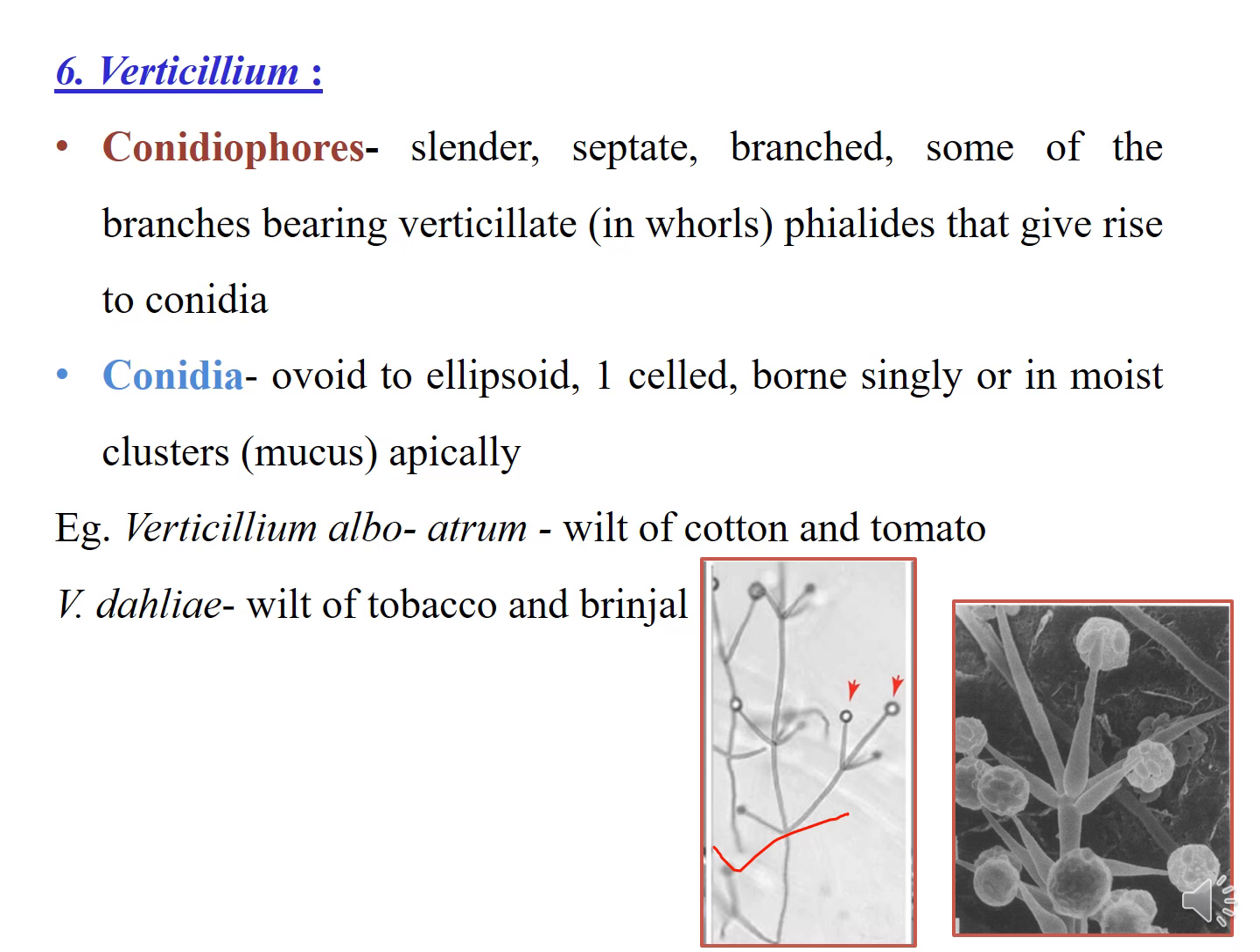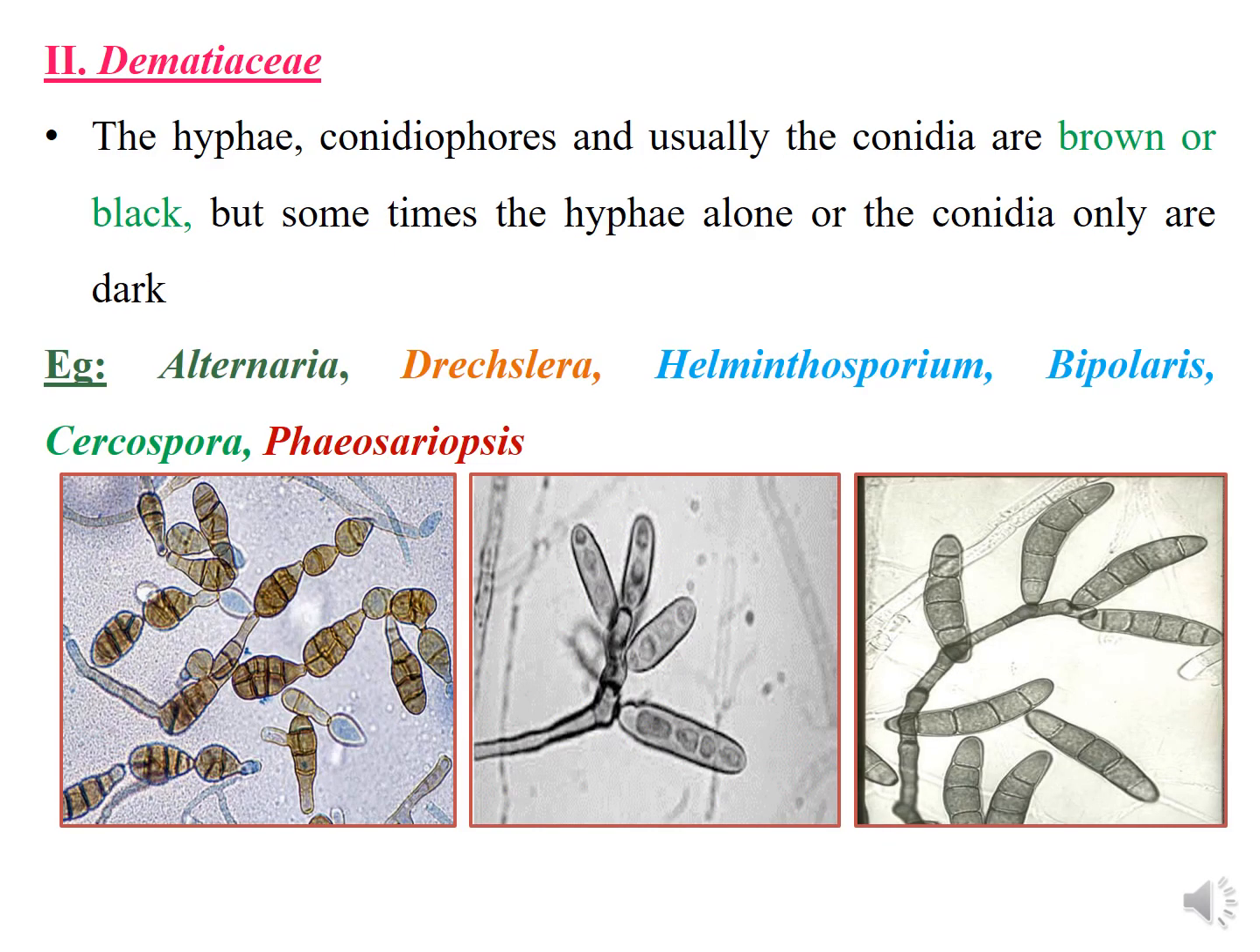So this very slender conidiophore we can observe in Verticillium, and the conidia are ovoid to ellipsoid and single celled, and conidia are produced either singly or in moist clusters apically, like a mucus substance; they are produced in clusters, with conidia attached together in the mucus. Examples for Verticillium are Verticillium alboatrum, which causes wilt of cotton and tomato. Generally Verticillium causes wilt disease in various crops. Then Verticillium dahliae, which causes wilt of tobacco and brinjal.